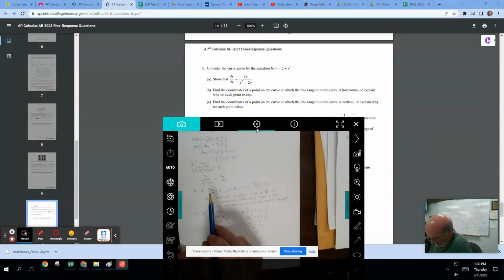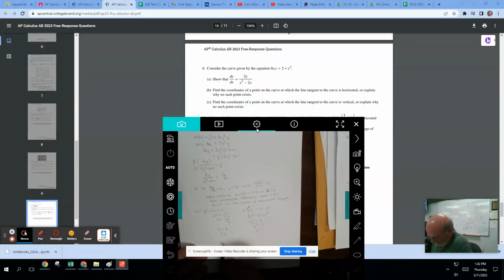It would be undefined. So there's a vertical tangent at the point 1/2, 1.